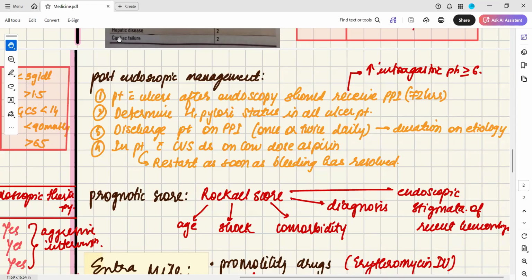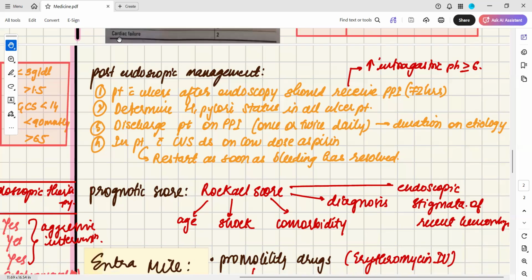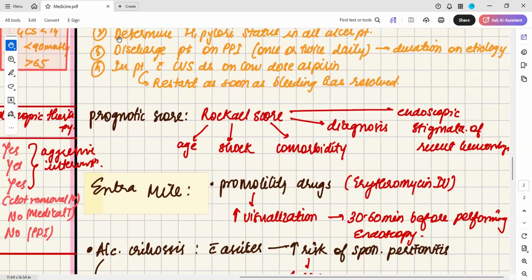Then in patients with cardiovascular diseases, if they're on low dose aspirin, we have to restart it as soon as possible, as soon as the bleeding has resolved. We have seen three diagnostic scores in upper GI bleed, but we also have a prognostic score, that is Rockall's score. In the score, it considers various factors like age, shock, comorbidity, diagnosis, endoscopic stigmata of recent hemorrhage, and decides the prognostic percentage in this patient.